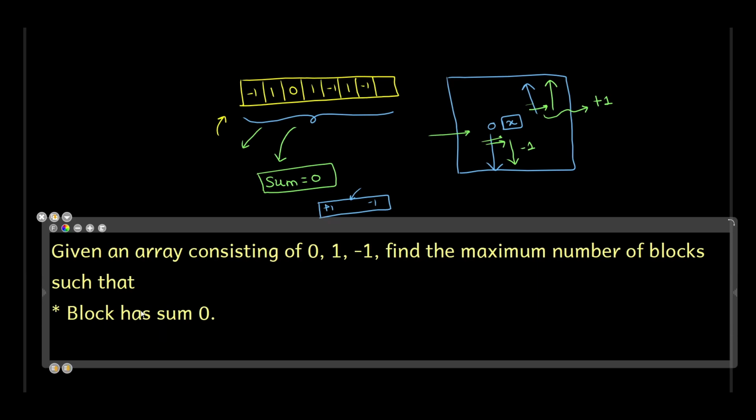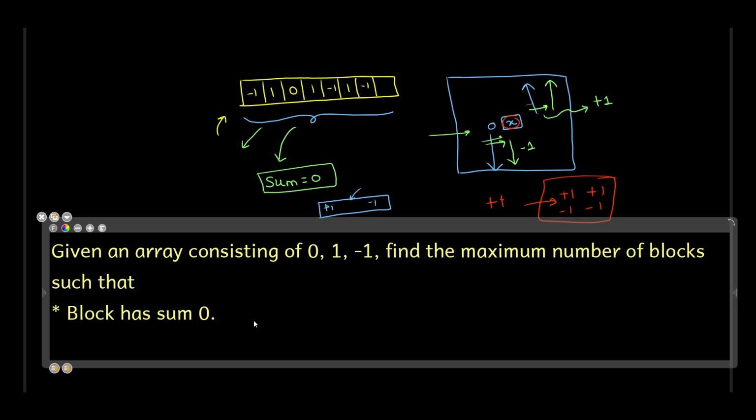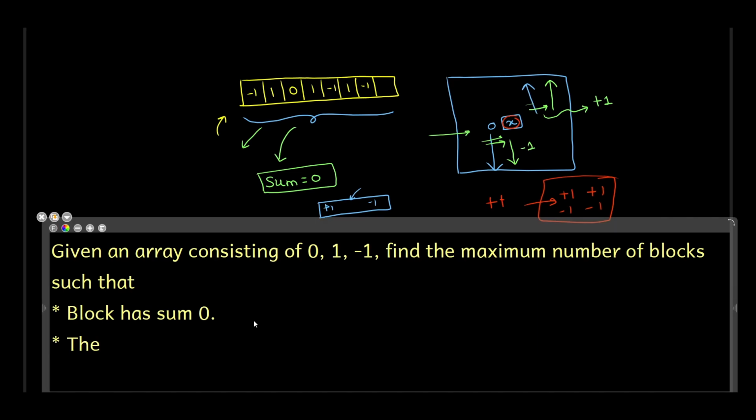But there is a catch to it. If you are smart enough, you will notice that you could have something like +1 +1 and -1 -1. They cancel out, but their median is not 0. Why? Because the median, the central element itself, is missing. So block has sum 0 is not the only constraint. You should have another constraint, which is that the block should have at least one 0.